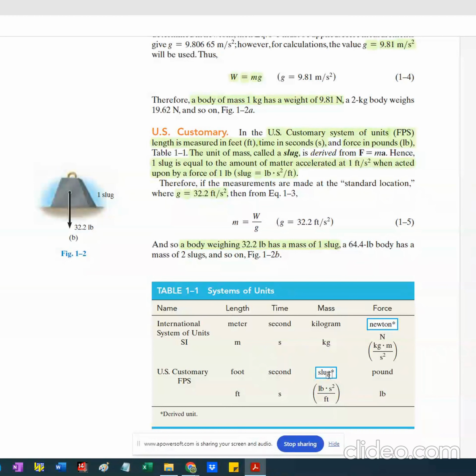So sometimes students ask, is it pound mass? We're not using pound mass here. We're just using pounds as a measure of force, and mass in US customary units will be in units of slug. And so one slug has a weight of 32.2 pounds, as stated here, and acceleration due to gravity in US customary units is 32.2 feet per second squared.